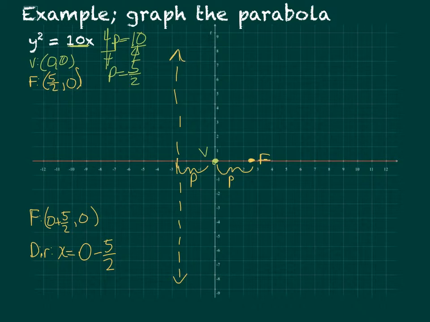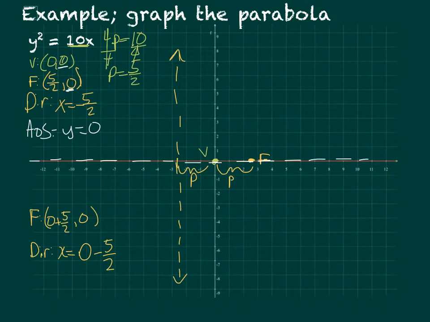Okay, so once I have those things, then I just need my axis of symmetry. My axis of symmetry goes through the vertex and through the focus. So what is the thing that goes through the vertex and the focus? That would be the 0 right there. It's the same. So it's this line y equals 0. So I'm going to just draw a dashed line right there. And that's my axis of symmetry.